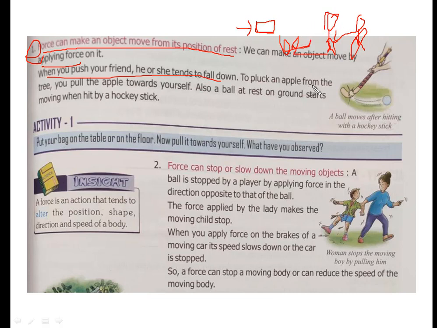To pluck an apple from the tree, since an apple tree is not here, we'll consider some other example. Suppose to pluck a mango from a mango tree, you pull the mango towards yourself. Suppose this is a mango tree. It doesn't look like a mango tree, but consider it a mango tree. So this is a mango. You are standing here. Now you will pluck this mango. So what will happen? It will come to your hand. Now you can enjoy it.